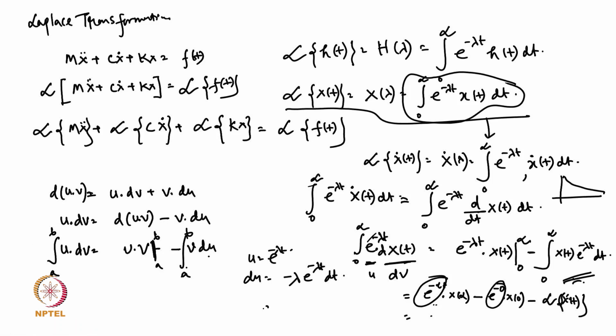So if I just write it, the Laplace of x dot t will be equal to minus x0 minus lambda times the Laplace of x of t. Okay, makes sense? Good. If it makes sense, then let's go to the next slide and do the other one. So we see the two things.